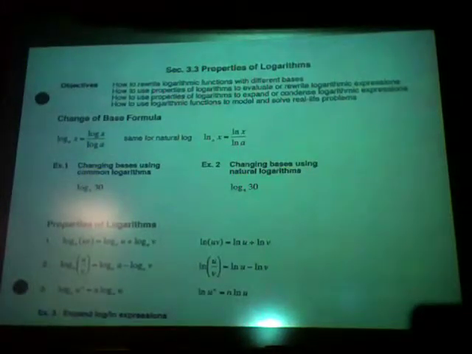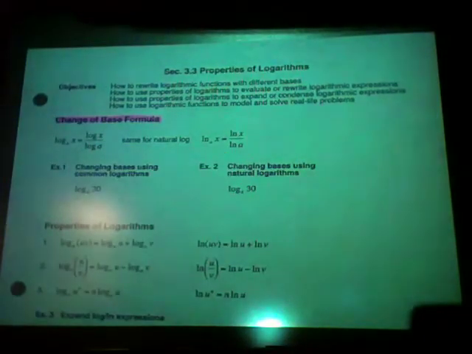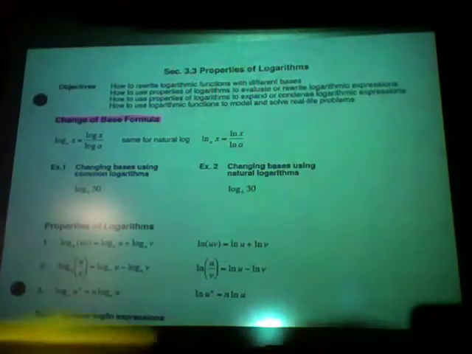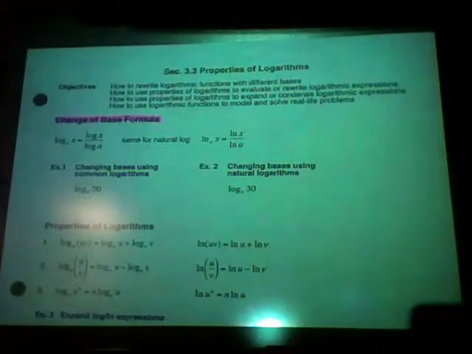All right, 3.3 uses properties of logs, and I'm going to give you another sheet on that shortly also. As you can see, the very first thing here is your change of base formula. Haven't we already talked about that? And actually, if you get your calculator out, I'm going to show you something.